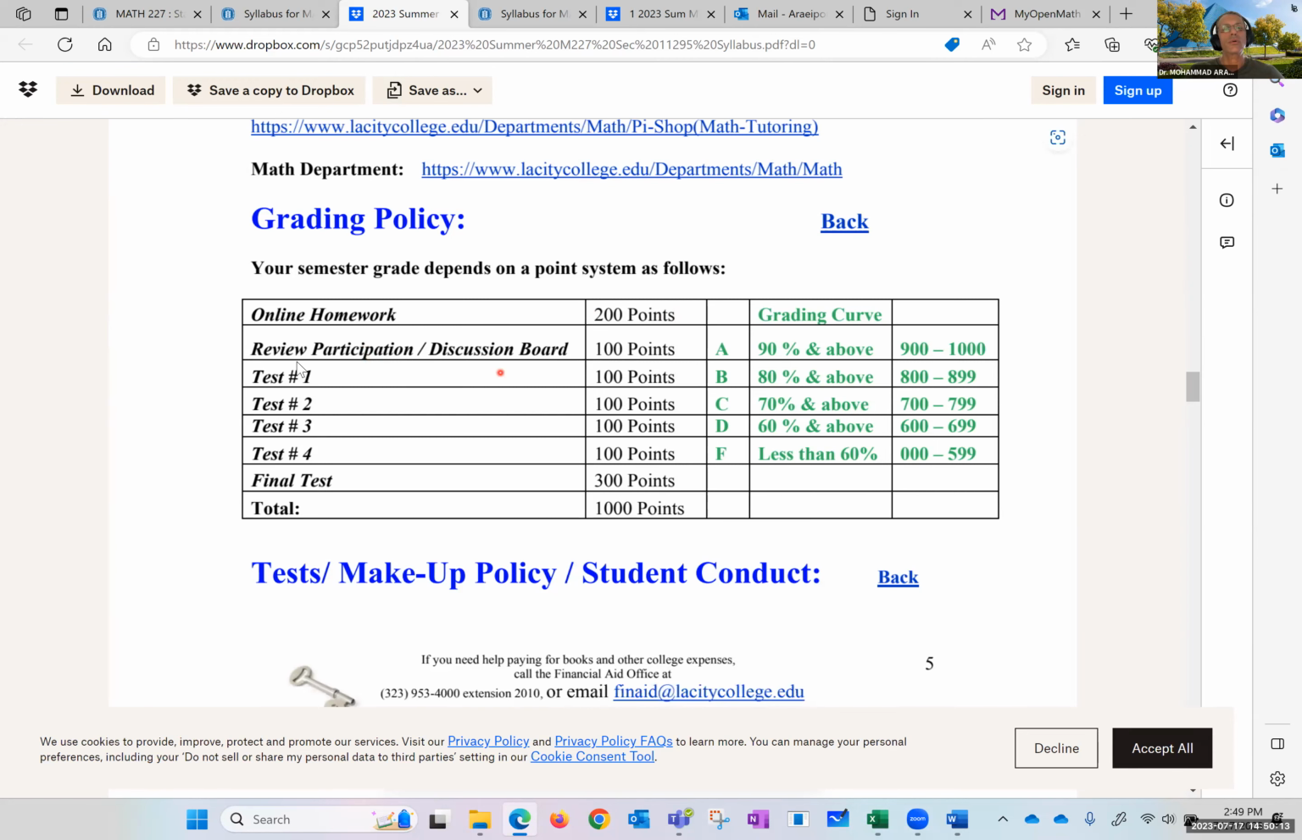The discussion board, known as participation, it's 100 points. There are 5 of them. Each one is worth 20 points. I'll show you. Each exam is worth 100 points. We have 4 of them, 400 points, and the final 300 points. So they add up to 1,000 points. So it's a very easy calculation. 90%, that means 900 points. So 900 and above is an A. 80% means 800 and above is a B. 70%, 700 and above is a C, so on and so forth.